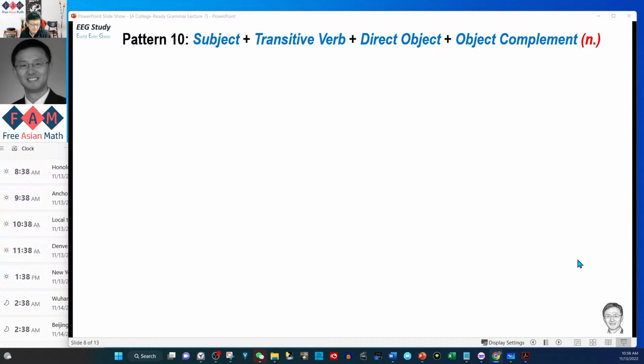Earlier we said that we can have this version for the subject, why not for the object as well? And that's exactly what we have. So pattern number 10 is subject, transitive verb, direct object, then object complement in the form of a noun rather than an adjective. Remember, in the case of pattern number 1 and 6, this noun version of the complement is just another name of the subject, right? And here, the logic is exactly the same. This complement would be just another name for the direct object.